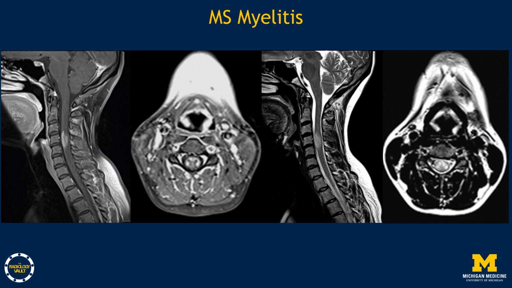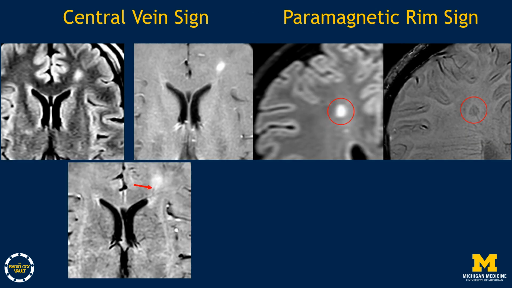The myelitis of multiple sclerosis is typically short, about 1 vertebral body in extension, and it's associated with T2 hyperintensity and expansion of the cord in the acute phase. There are more specific lesions associated with multiple sclerosis that are incorporated in the most recent 2024 updated version of the McDonald criteria, which are the central vein sign and the paramagnetic rim sign.